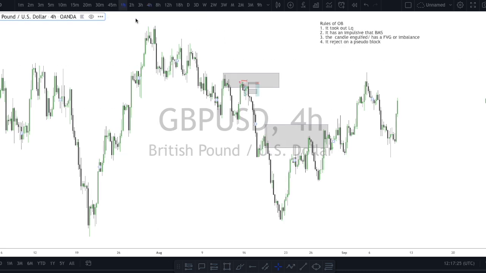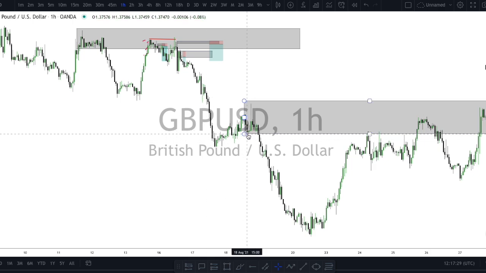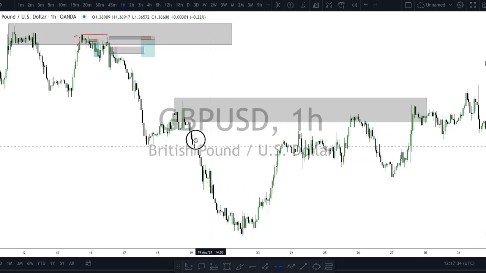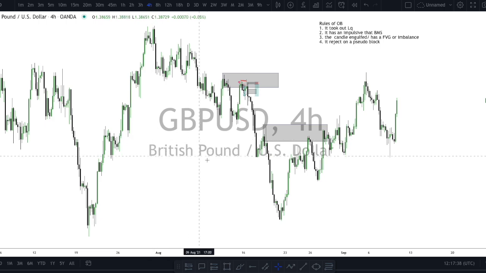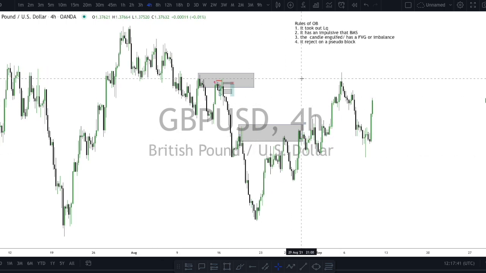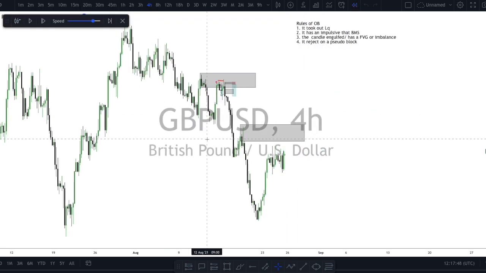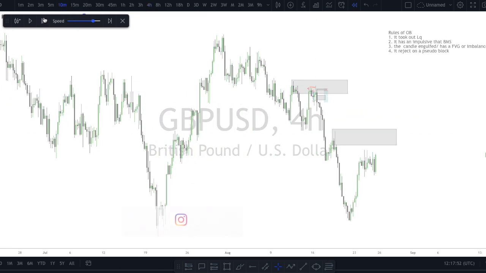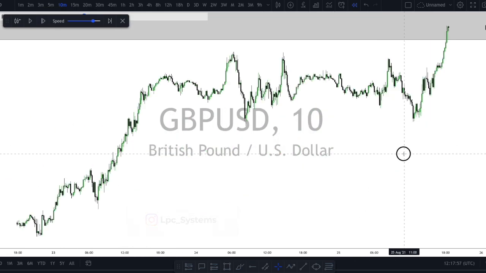So let's go maybe to 1 hour and I'll adjust this particular block a bit, just for us to be precise. Then go back to 4 hour, then have a replay to show how we would have taken this trade. A replay. Let me start from here. Right, so 10 minutes time frame, that's where I really want to trade from. Price got to that zone.